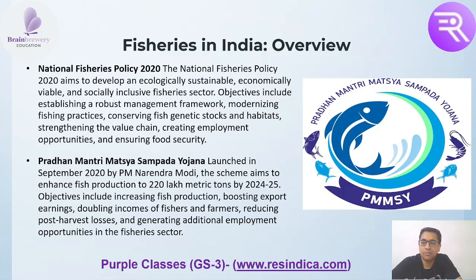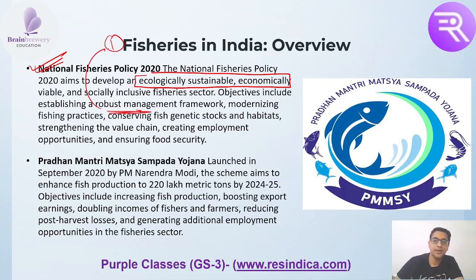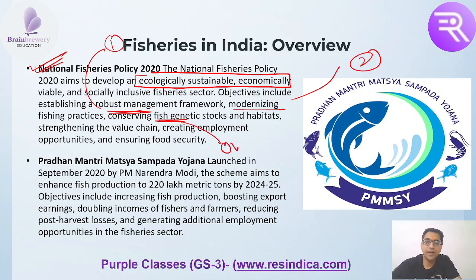So government has come up with a very important policy that is called National Fishery Policy. Focus is on ecologically sustainable and economically viable way of fisheries in our country. First of all, focus is on robust management of this fishery sector. Then utilizing technology, that is modernizing our fishing practice. Conserving genetic stock, that means preventing overfishing. We have to prevent the overfishing so that stock remains and habitat destruction should not happen.